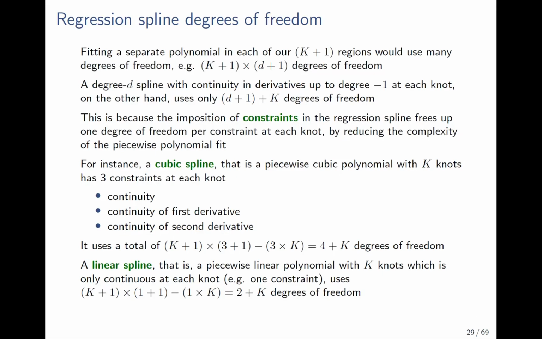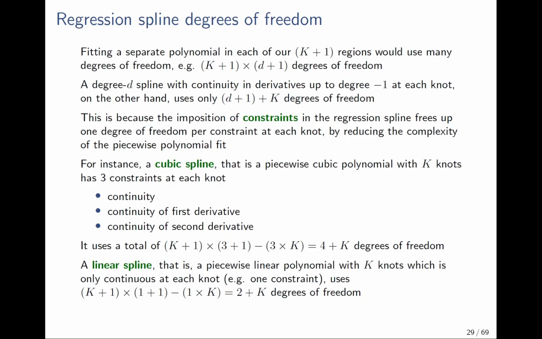Okay, the next thing I want to talk about is degrees of freedom, because it's important. Fitting a separate polynomial in each of our k plus 1 regions would actually use a lot of degrees of freedom. It would use k plus 1, that's the number of intervals, times d plus 1 degrees of freedom. D plus 1 is the number of parameters in each polynomial, because of course we have an intercept. So we use k plus 1 times d plus 1 degrees of freedom.